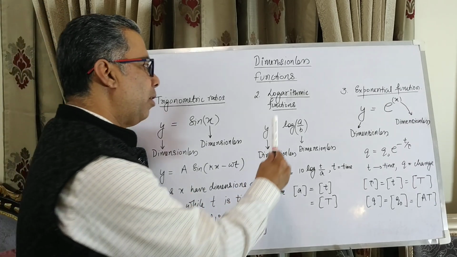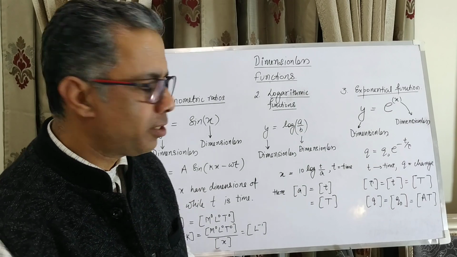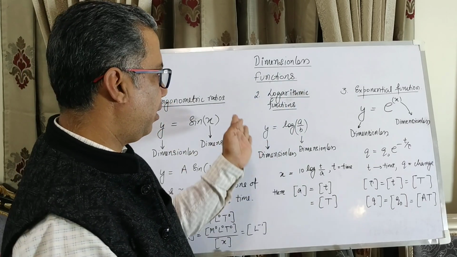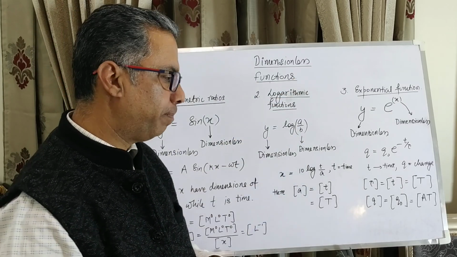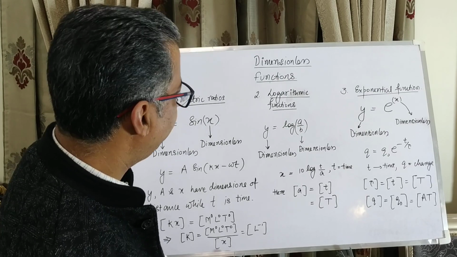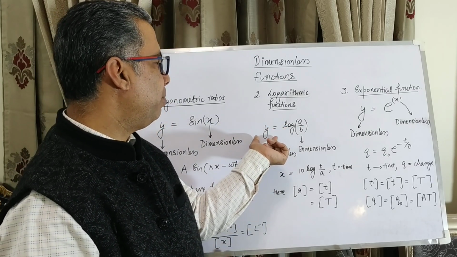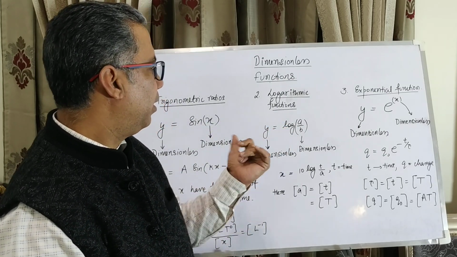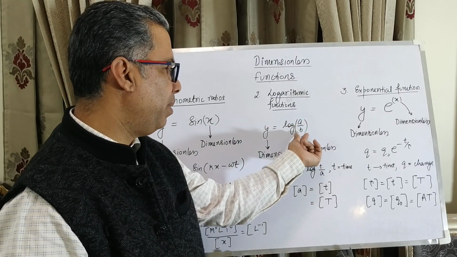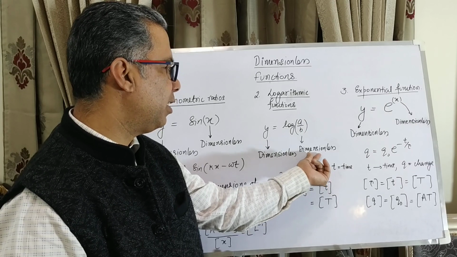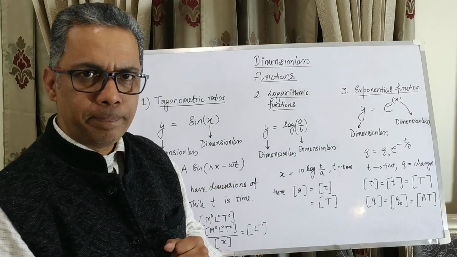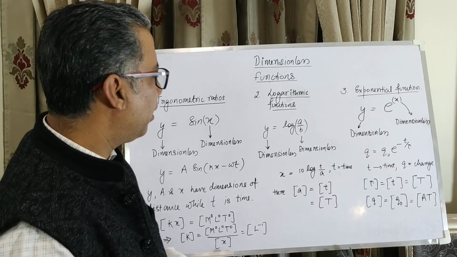Similarly, logarithmic functions are dimensionless as well. We are not going into the reasons why, because it requires understanding of maths, which you may or may not have at this stage. In logarithmic functions, we have the argument of the log function, that is a by b here, for example, is dimensionless, and the value of the log function should also be dimensionless.